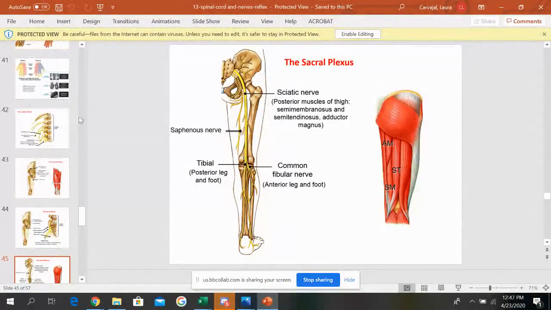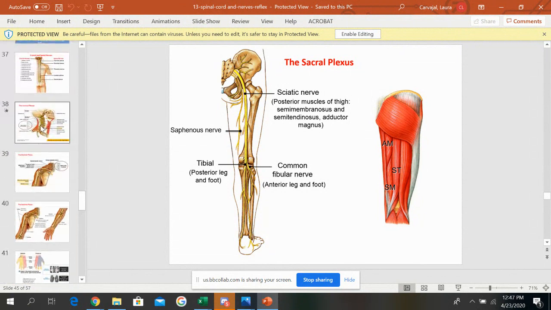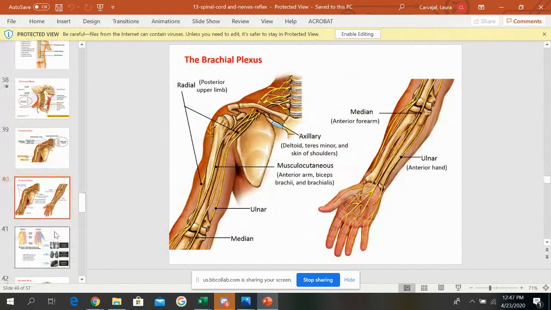So know this. Again, chapter 13 in the Google Drive, spinal cord and nerve reflexes. Scroll down to slide 38 and down. Go over all of those plexuses that he has there and know them.